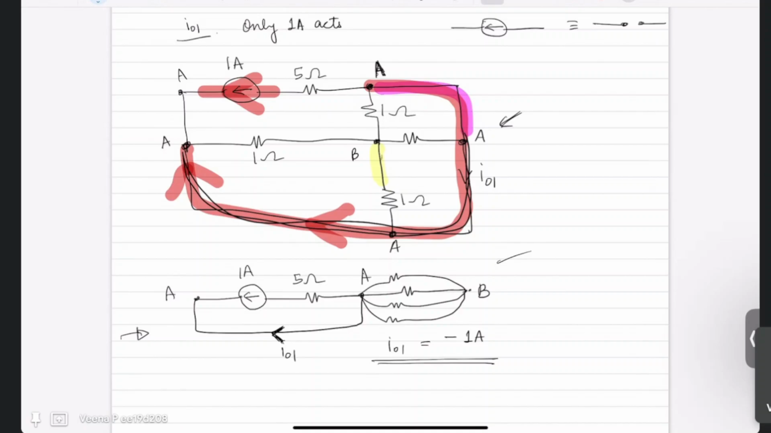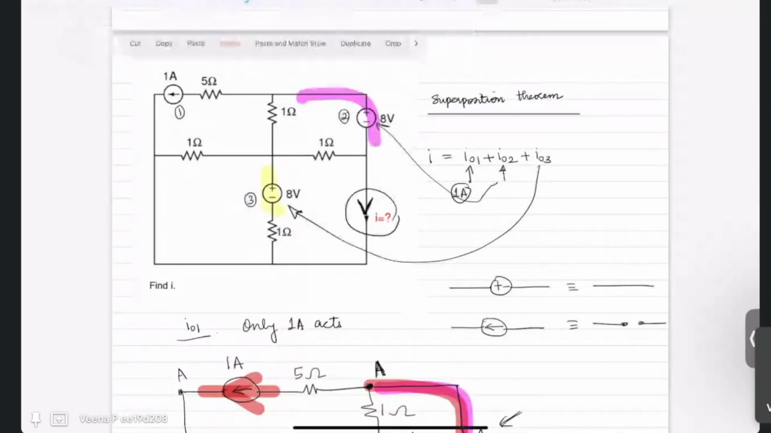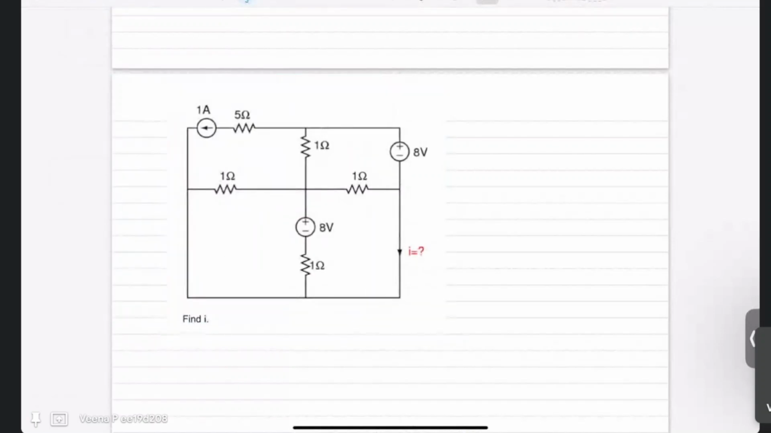Now let us move on to finding I02. I02 is when only the first voltage source acts, that means only when your 8 volts acts. So when only your 8 volts acts, you have to replace the other independent sources with their equivalent impedance. Now the equivalent impedance of a current source is infinity. So you replace the current source with an open circuit, and you replace the voltage source with a short circuit.